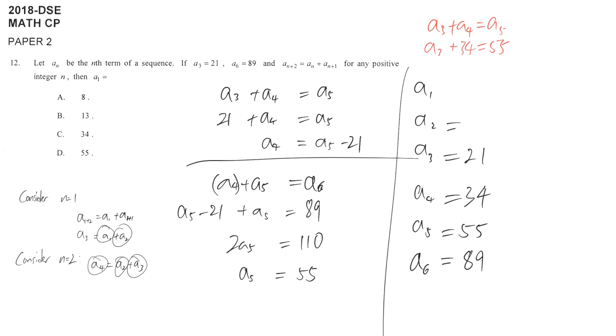Continue. 34 minus 21 is 13. And then 21 minus 13 is 8. So the answer is 8 here. It's testing whether you understand this kind of statement and then trace back the items one by one. This is a sequence: 8 plus 13 gives you 21. 13 plus 21 gives you 34. These two give you 55. These two give you back 89.